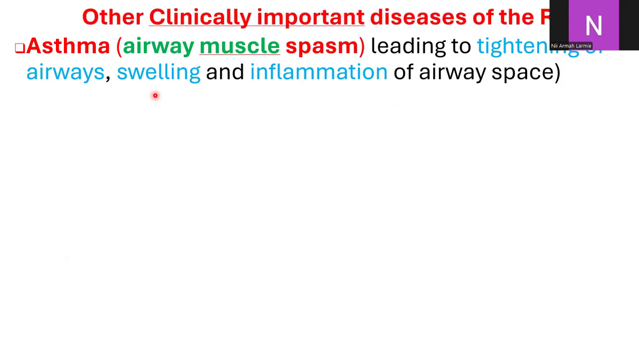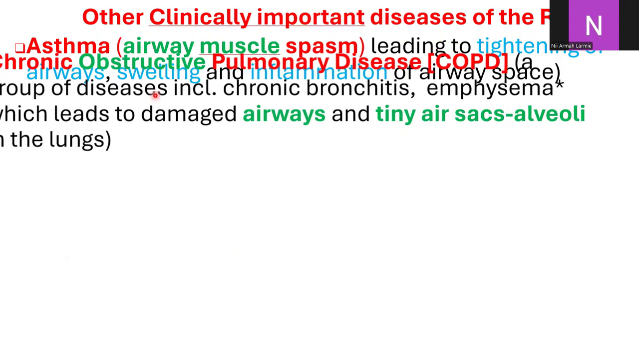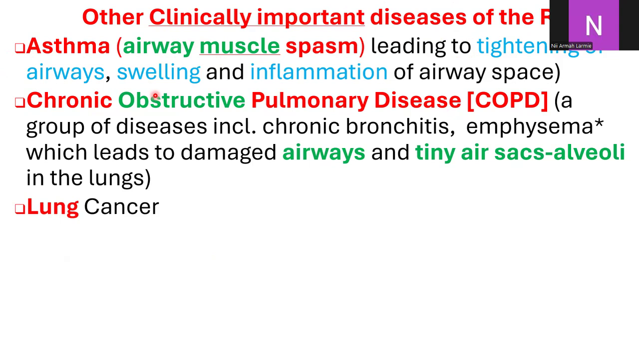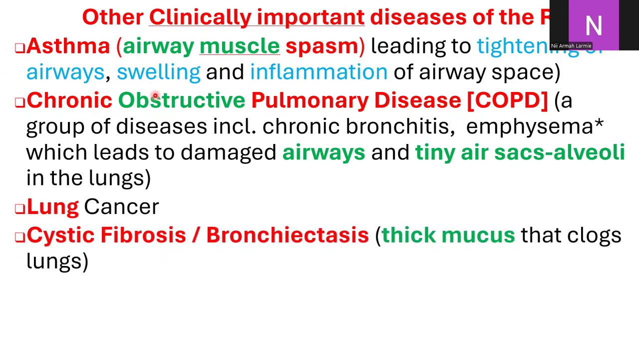Now, here are some clinically important diseases as far as the respiratory tract system is concerned. The first and probably the most known is asthma. Asthma is primarily a situation where the airways, which is basically the conducting zone, the muscles of that airways is experiencing involuntary movement or spasms.